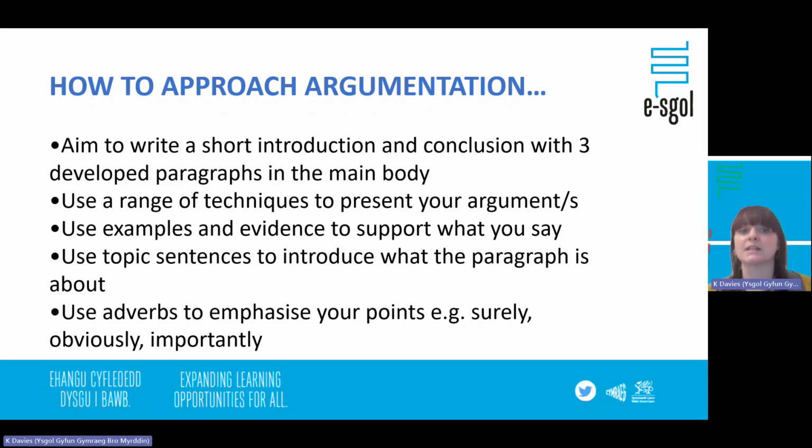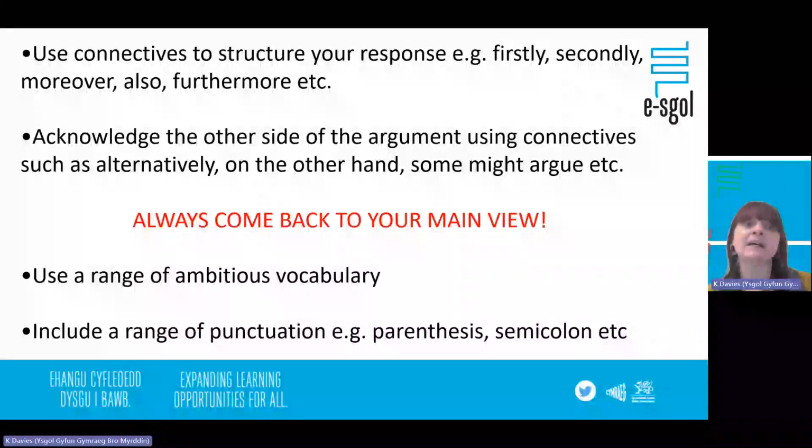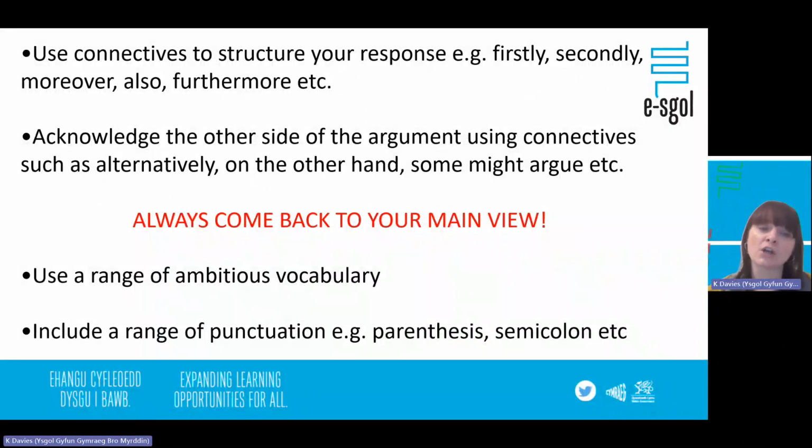So adverbs to emphasize your point: surely, obviously, importantly. And these can be sentence starters as well, okay? It shows a sense of confidence in your writing when you're using words such as surely, obviously, and importantly. Use connectives to structure your response. So firstly, secondly, moreover, also, furthermore. So developing your argument in a structured and organised fashion.